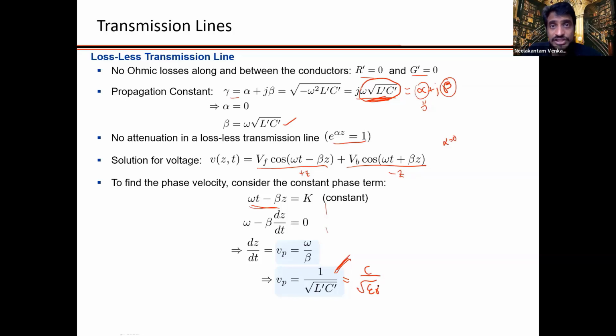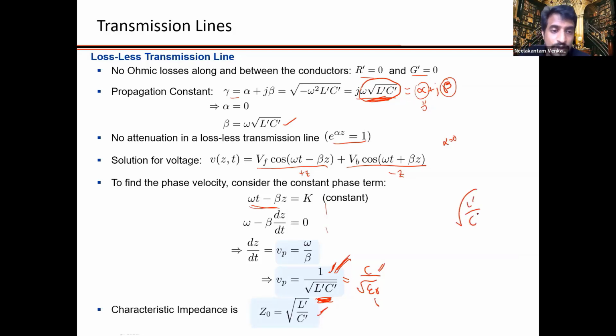the same phase velocity that we saw earlier. So this is in terms of the dielectric constant. This is in terms of the per unit length parameters, the R, L, C, and G. Both are consistent. This is based on the distributed circuit effect. This is based on the real physical material. And the characteristic impedance is square root of L' over C'. That is the characteristic impedance.